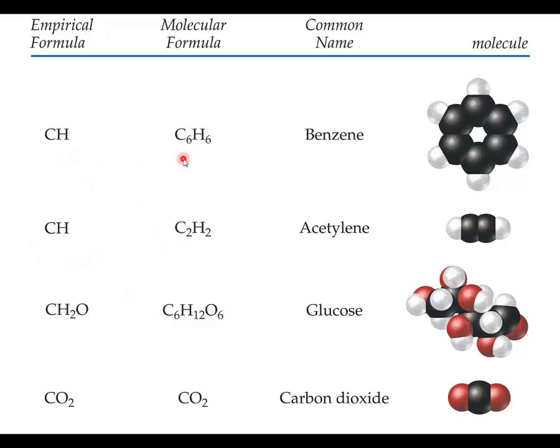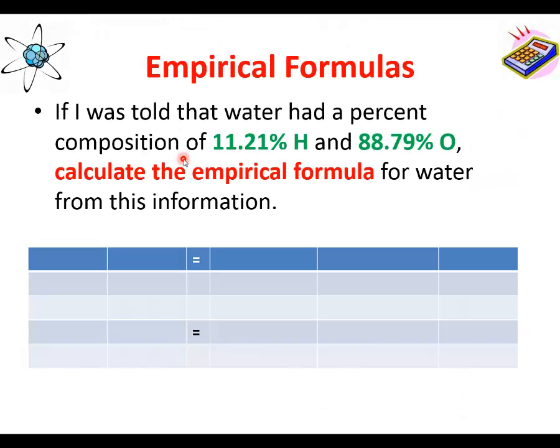Okay, now the first step in order to understand how to find empirical and molecular formulas is looking at how to take experimental data and find an empirical formula from that information. So let's consider something that we already know the formula of, but let's pretend we don't know the formula of water. We already know it's H2O, but let's say we're given some experimental information and we want to find the actual formula, the empirical formula for H2O.